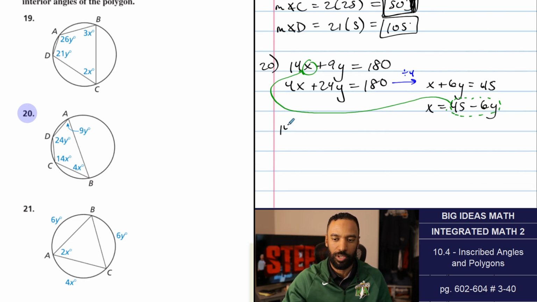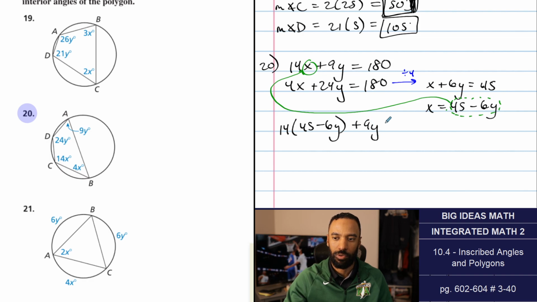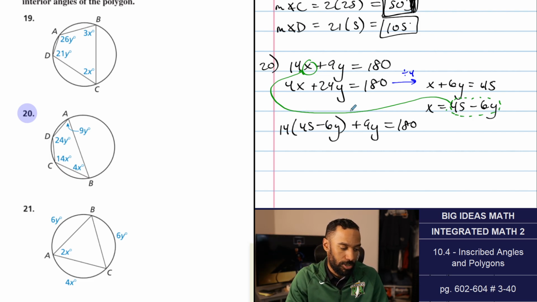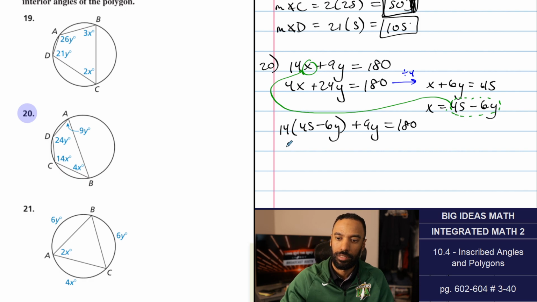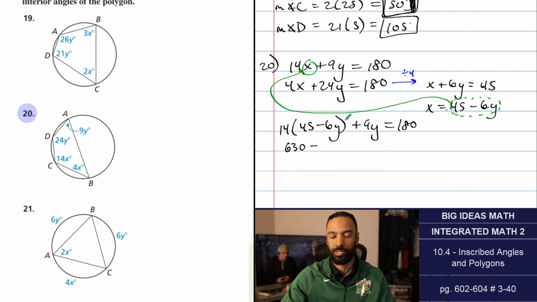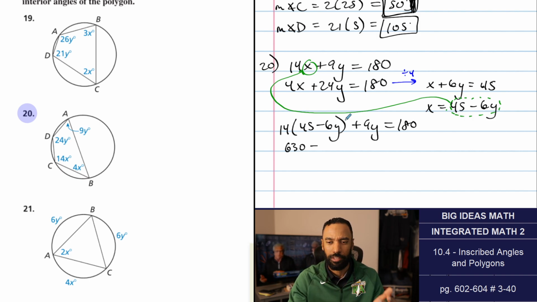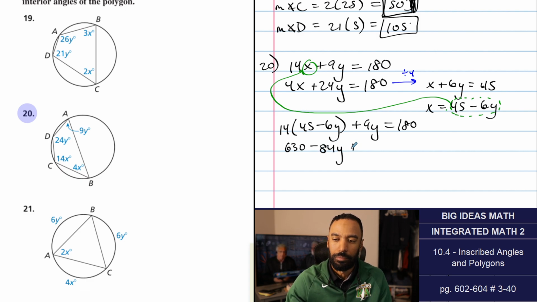This is solving systems of equations. So 14 times (45 minus 6y) plus 9y equals 180. And we'll use this one to solve for y. 14 times 45. I should make this easier for myself. 45, 180. 630, I think, minus, I should know 14 times 6. 84. 84y plus 9y equals 180.